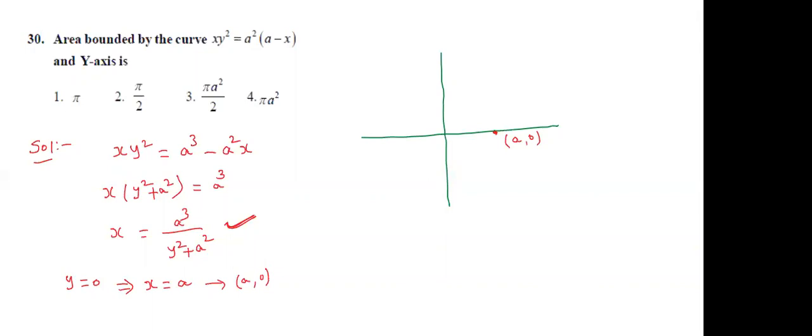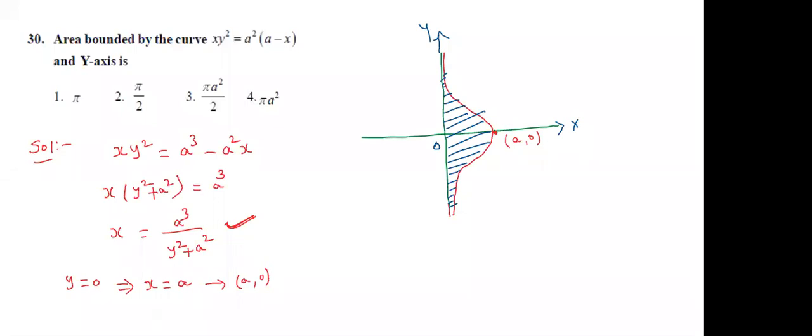That means the curve is like this. This is the curve. Okay. Now, this is the required area. And see that the area is symmetrical about the x-axis. This is the x-axis and this is the y-axis. This is horizontal. Students, have you understood the graph?